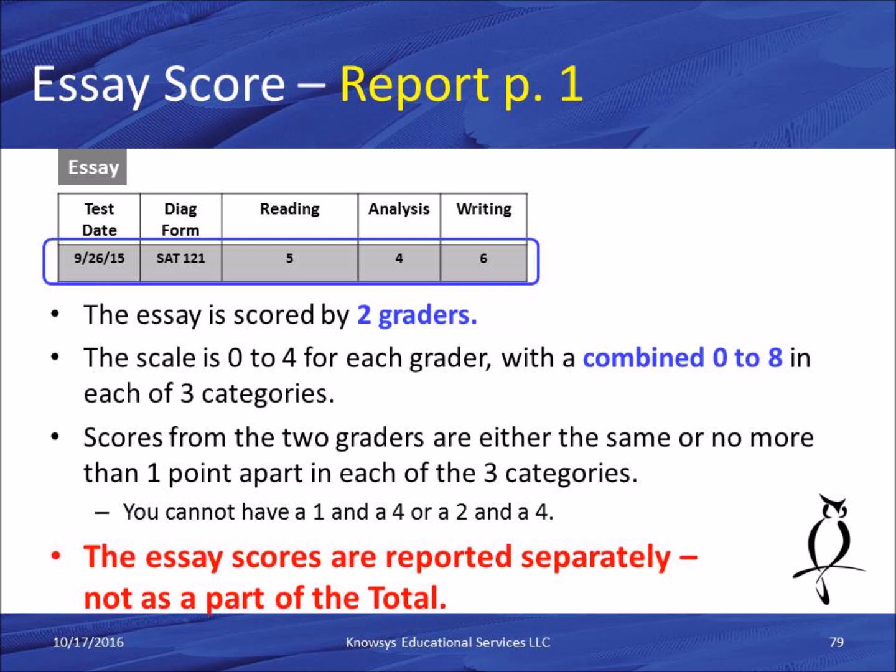So if I'm looking at that reading score and I see a 5, I know one grader gave me a 2, one grader gave me a 3. Analysis is 4, so I got a 2 and a 2. Writing is 6, that means I got a 3 and a 3, because the scores have to be that close to each other. The scores are reported separately. They are not part of the total, and they are also not part of your SAT score. So when somebody says what's your SAT score, they're interested in your math and your verbal combined, and then your essay is completely separate from that.